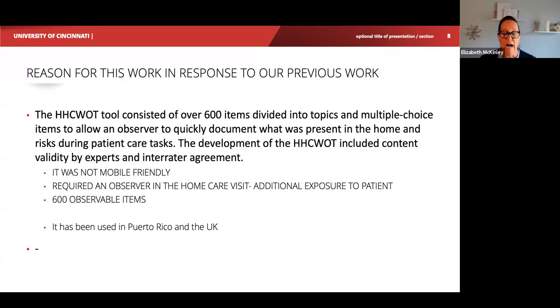To highlight what that means is that if you are in the middle of a pandemic and you're trying to do this study and you have home healthcare workers lined up that you are going to follow into a patient home, you are no longer able to carry on that study and collect that data because you're not able to go into that home because you're now an additional exposure risk to that patient. The other issue was there's 600 items. The tool, the home healthcare worker observation tool, has been used in the United States as well as Puerto Rico and UK.